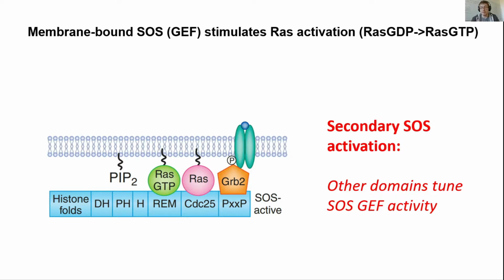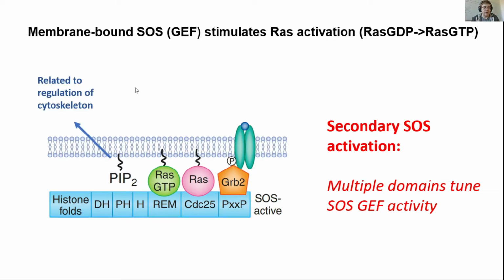And we actually talked specifically about the SOS-GEF in the last lecture, because there's a number of domains on this protein that are going to tune the activity of that core catalytic CDC25 domain. And so one of those is a signaling lipid called PIP2. And this lipid is related to how the cytoskeleton of the cell is being regulated. So different places in the cell membrane are going to have different quantities of this PIP2 lipid, and that's going to affect how much CDC25 activity is produced in the cell.